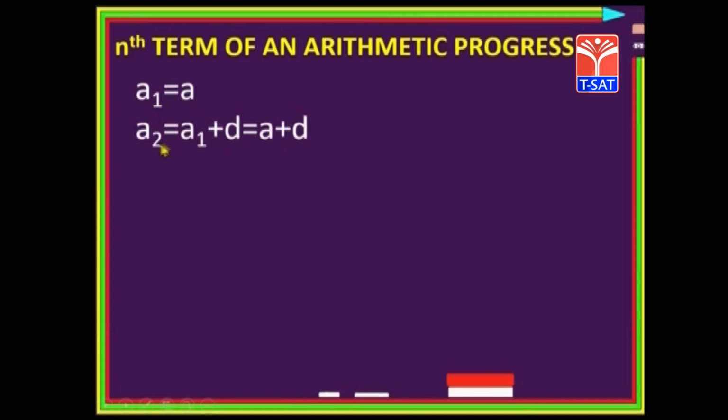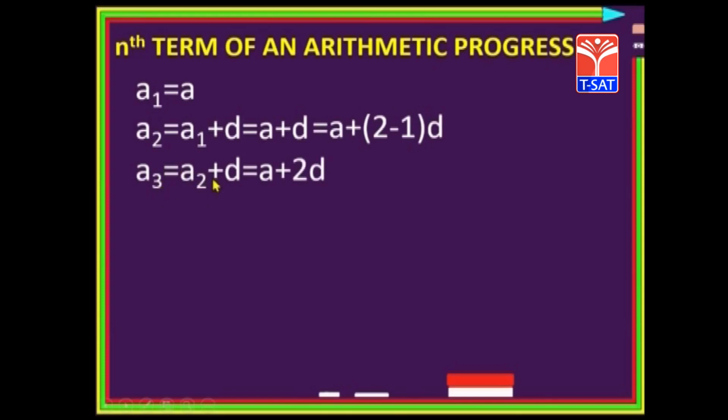Here we have 2, and the coefficient of D is 1. So that can be written as A plus (2 minus 1) into D, because it was reduced by 1 unit. Next, what is the third term? The third term is adding D to the second term, that is A plus D plus D, which is A plus 2D. So A3 is equal to A plus 2D, right. Here we have 3 and here we have 2, that means it was reduced by 1 unit, which can be written as A plus (3 minus 1) into D.